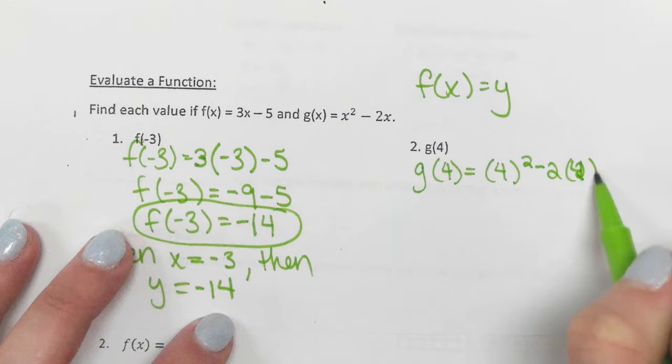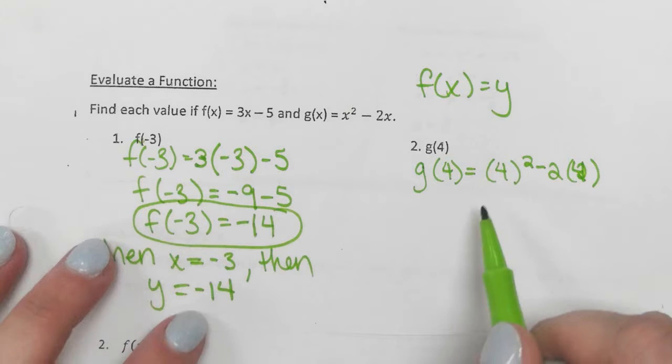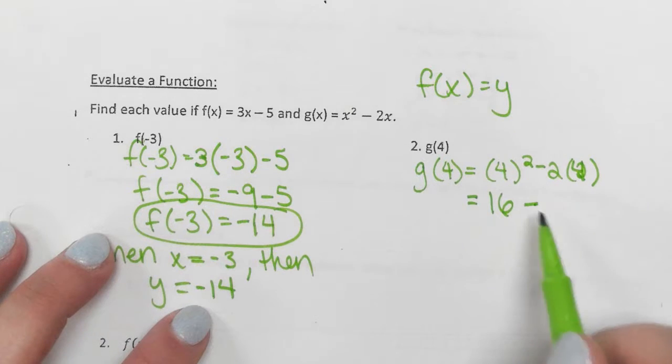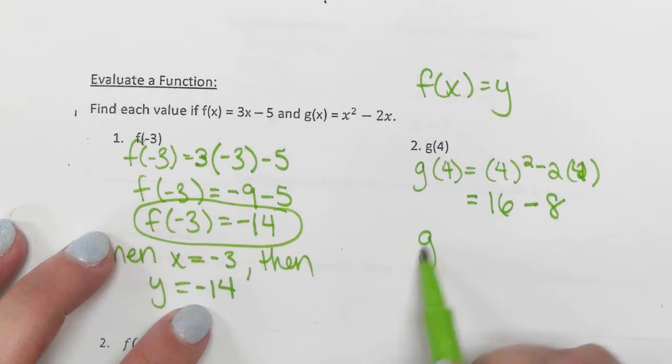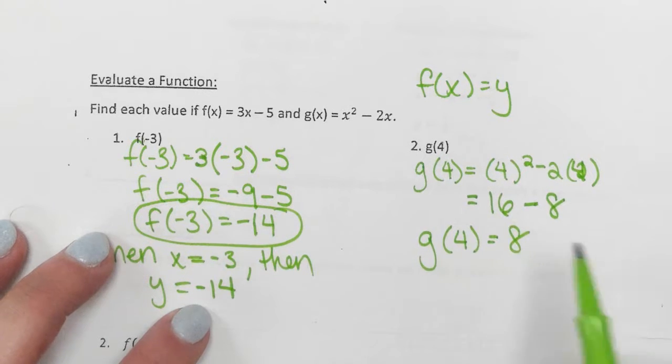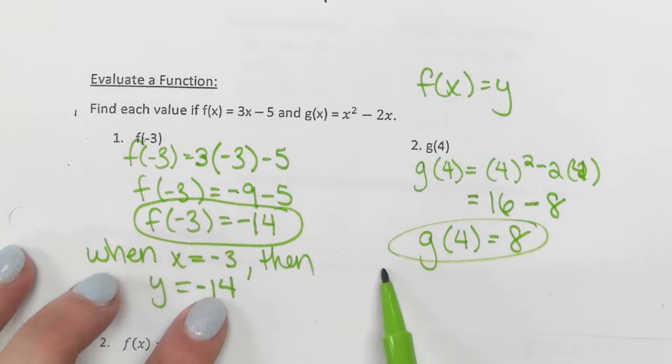Parentheses. Until you learn when you can and cannot use them, just always use them so you don't get it wrong, okay? All right, what's 4 squared? 16. What's 2 times 4? 8. And what's g of 4 now? 8. 16 minus 8 is 8. Do not divide by 4. That is your answer.